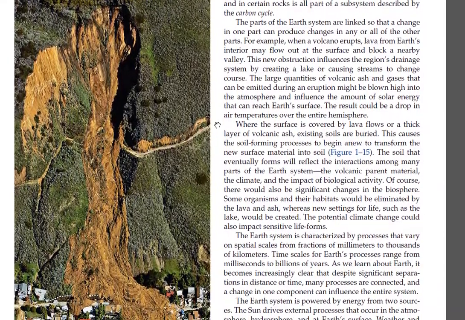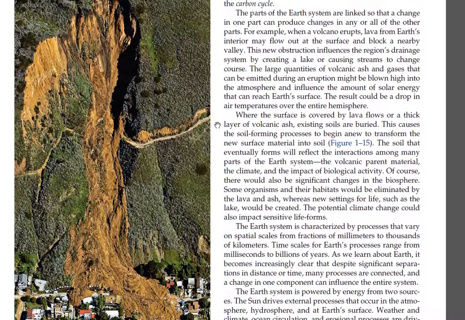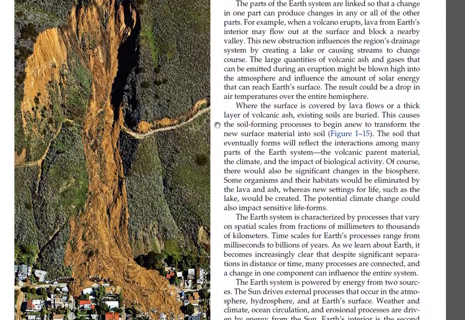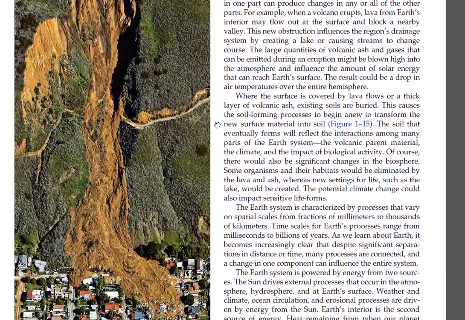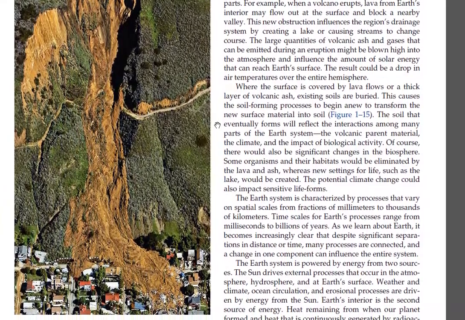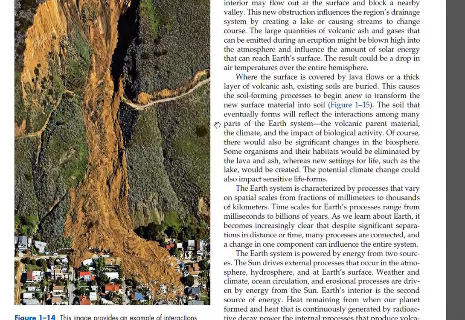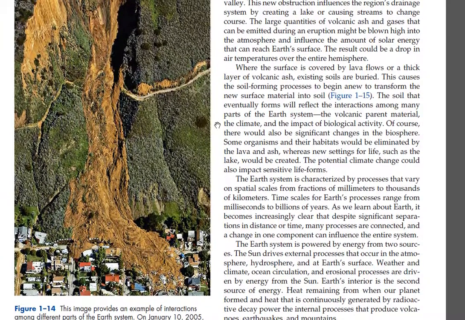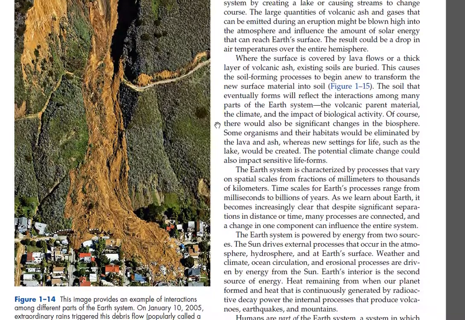Where the surface is covered by lava flows or a thick layer of volcanic ash, existing soils are buried. This causes the soil-forming processes to begin anew to transform the new surface material into soil, Figure 1.15. The soil that eventually forms will reflect the interactions among many parts of the Earth system: the volcanic parent material, the climate, and the impact of biological activity.